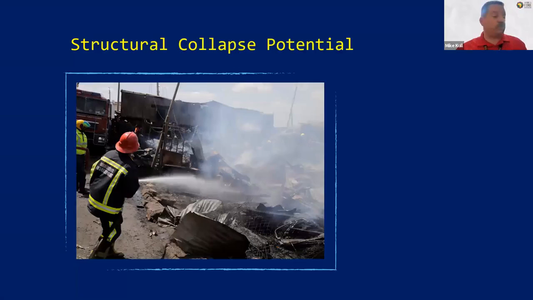Structural collapse potential. We're looking at the potential for the building to collapse as part of our size up. What's that potential going to be? You know, is the building going to fail? If it does, how will it collapse? And when will it fail? As the fire progresses, if it's getting ahead of us, our suppression efforts aren't working. That's part of our continual size up that we're doing. We may have to back off a ways. We may have to get prepared to clear a collapse zone in case the building fails.